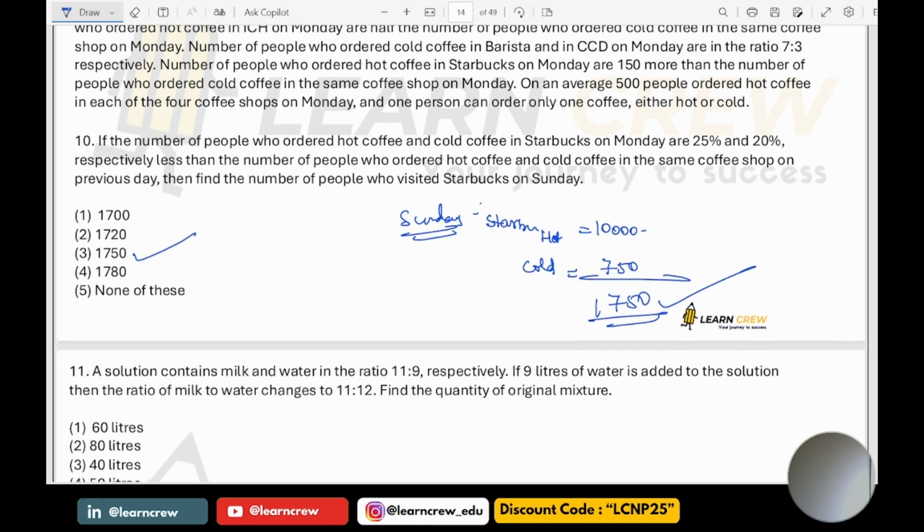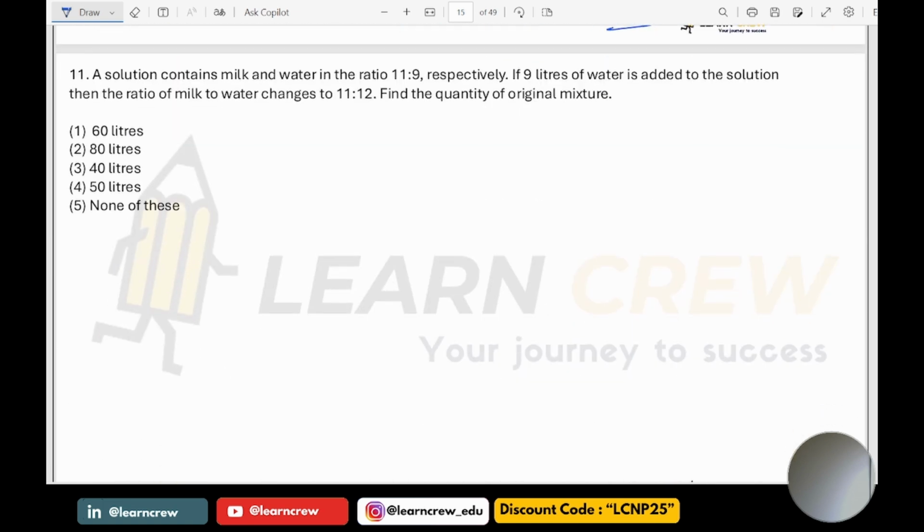Next. A solution contains milk and water in the ratio 11 is to 9. If 9 liters of water is added to the solution, then the ratio of milk to water changes to 11 is to 12. So find the quantity of original mixture.